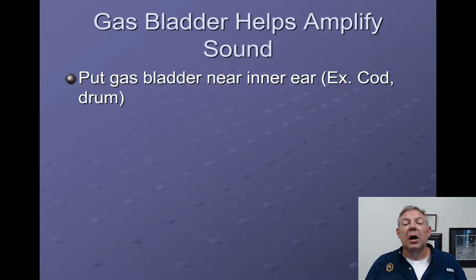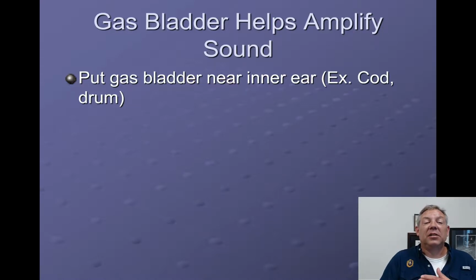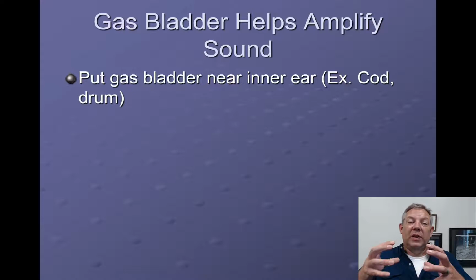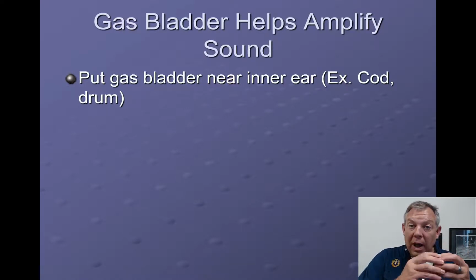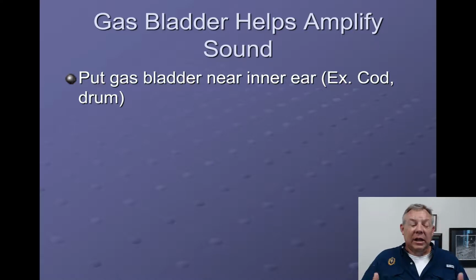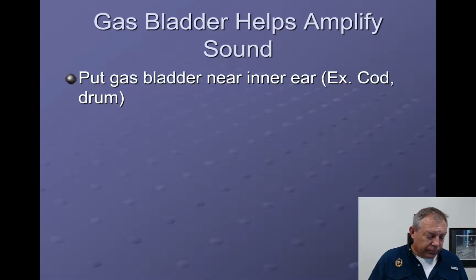Not all species do this, but in some species the gas bladder is very near the inner ear. For example, in cod and drum, the gas bladder just sits near this otic chamber. When the gas bladder vibrates due to sound, those vibrations are transferred directly to the otic chamber. That gives them more sensitive hearing.